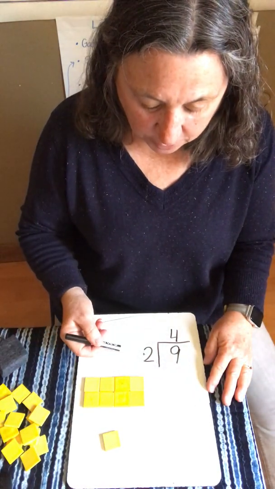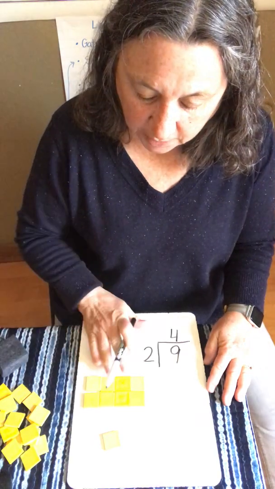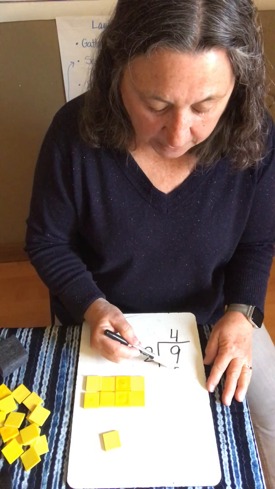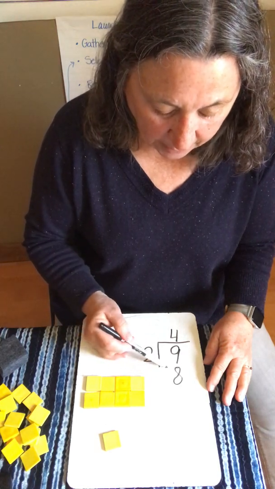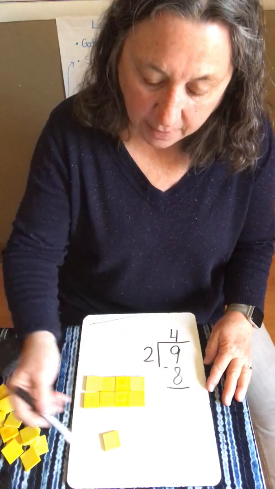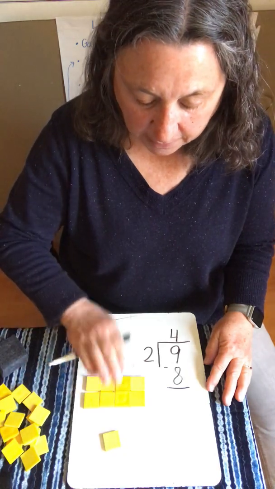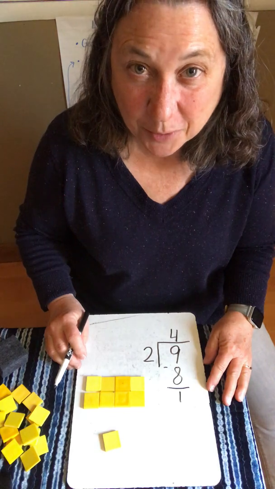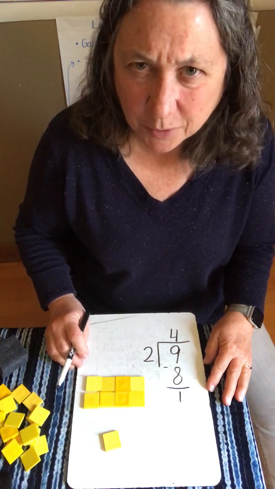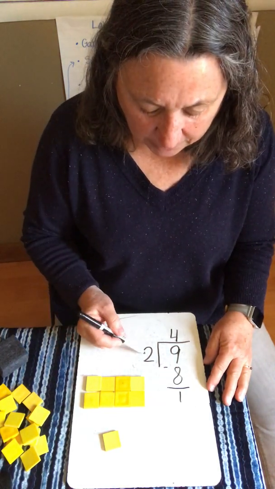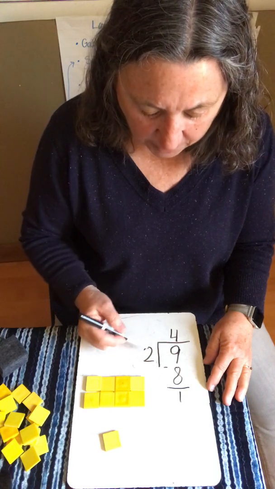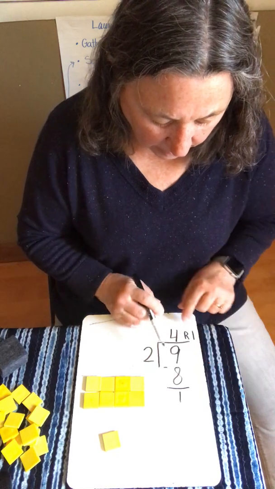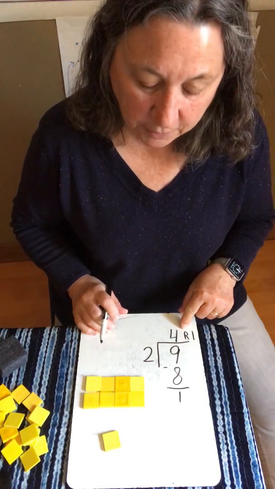I could multiply 2 times 4 and say that I've used 8 tiles. So I used up 8 tiles. And now if I subtract 9 tiles, take away 8 tiles, leaves 1. And that's long division. That's division with a remainder. I know it's tricky, we'll do a lot of them. So we would write 9 divided by 2 is 4 with a remainder of 1. R means remainder or leftover.